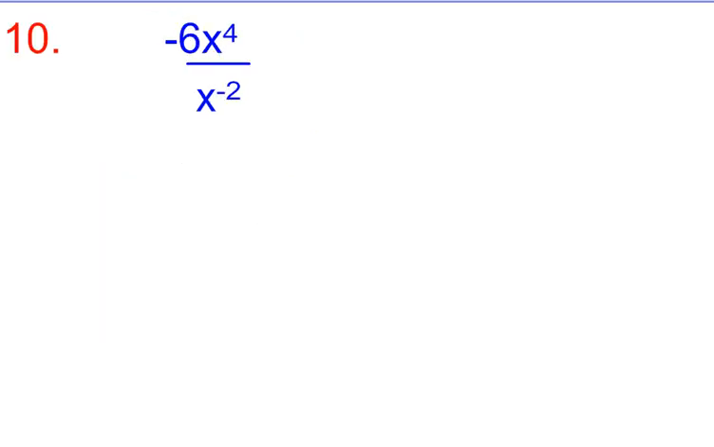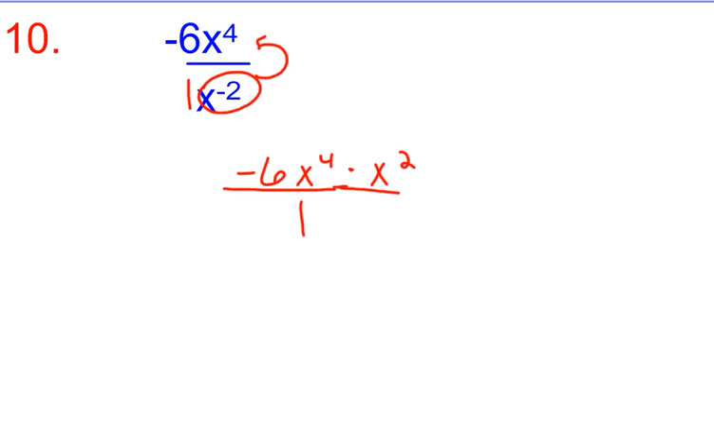Number 10 is the first time we have a coefficient in front of our variable, that negative 6. We will reduce numbers the same way we always have. The fact that there's no number here besides a 1 means that nothing's going to reduce. So I'm going to keep that negative 6 in my numerator. This negative 2 needs to move to the top to get rid of that negative exponent. So I would have x to the fourth times x squared, and in my denominator is just a 1.